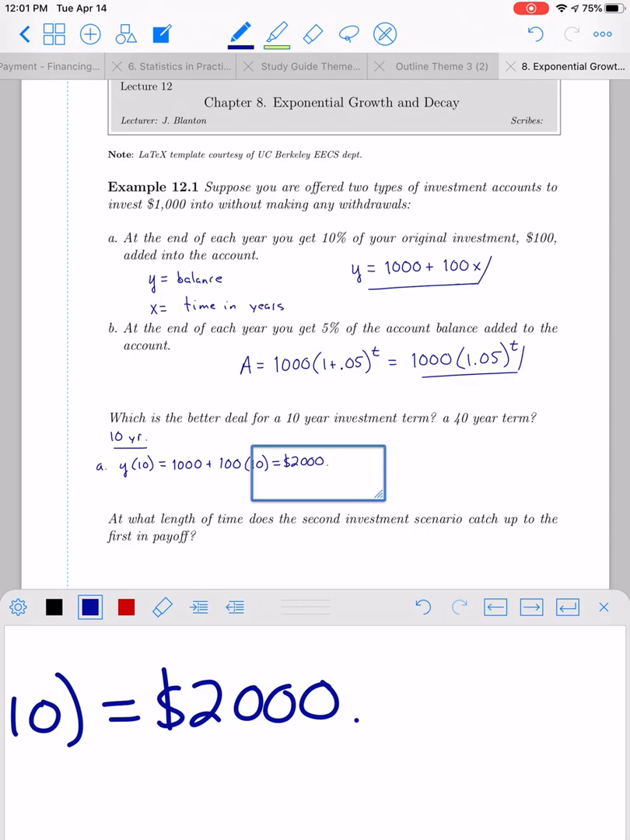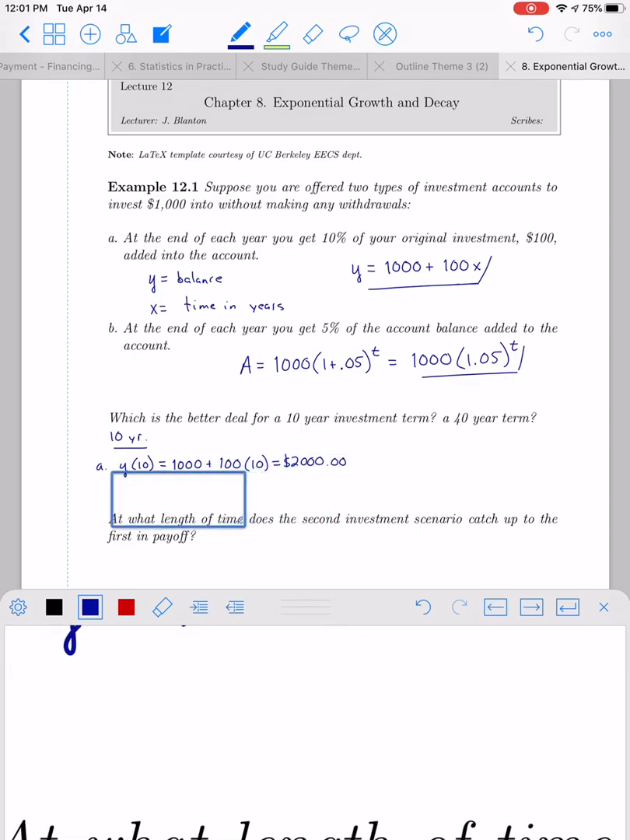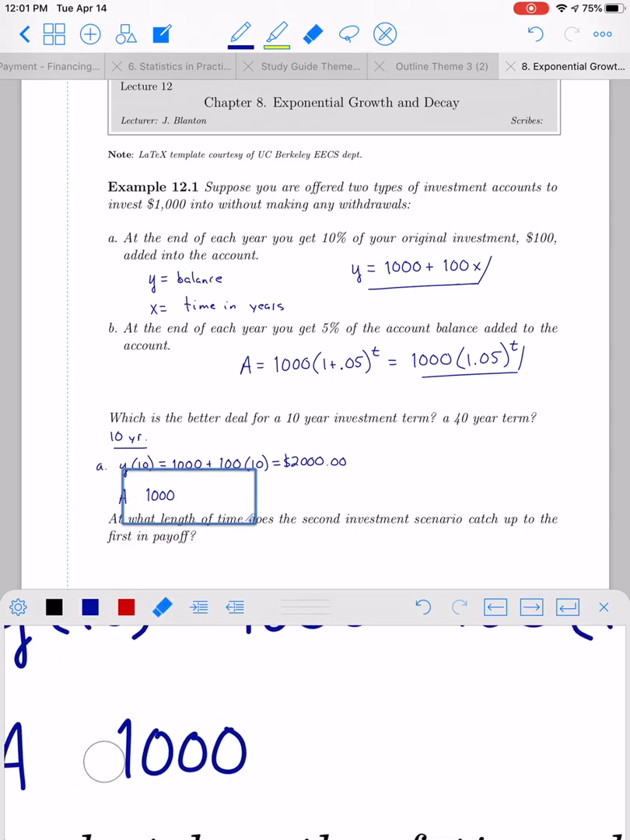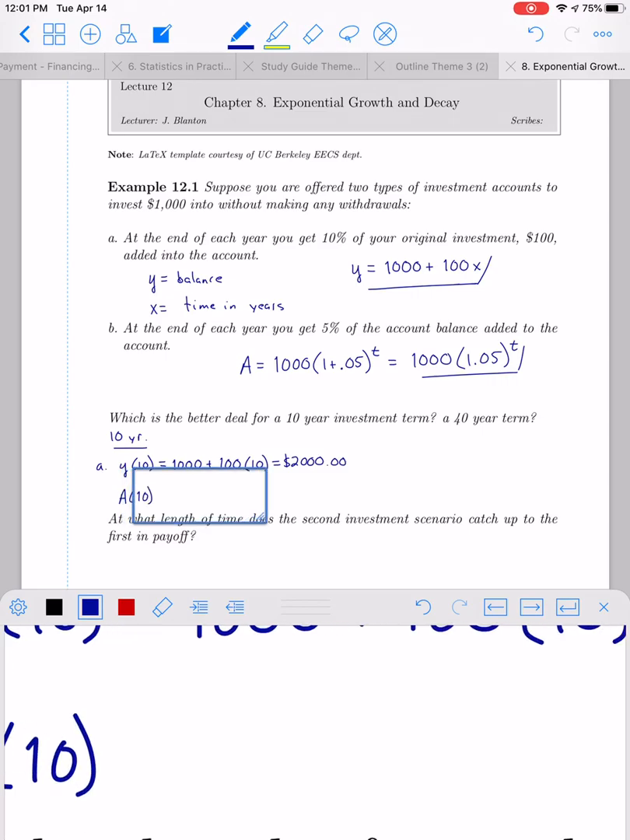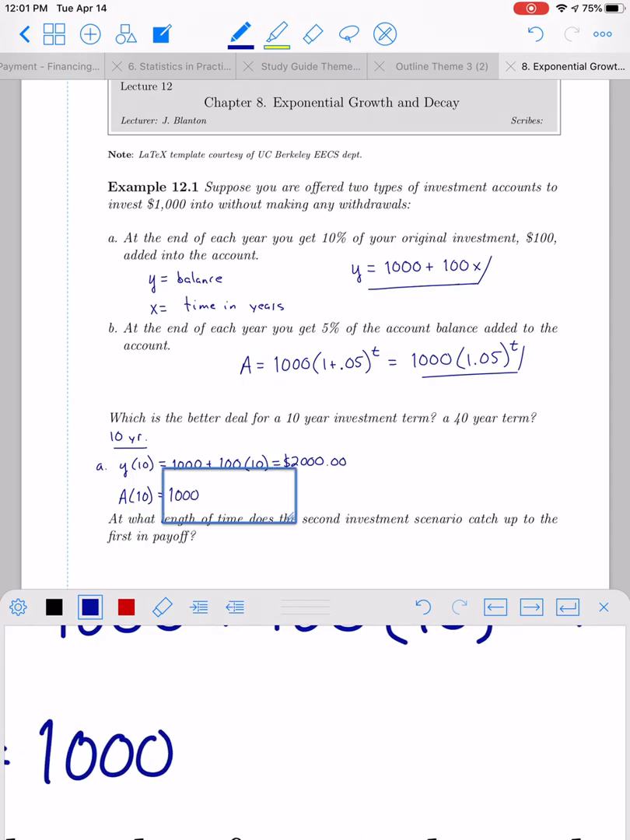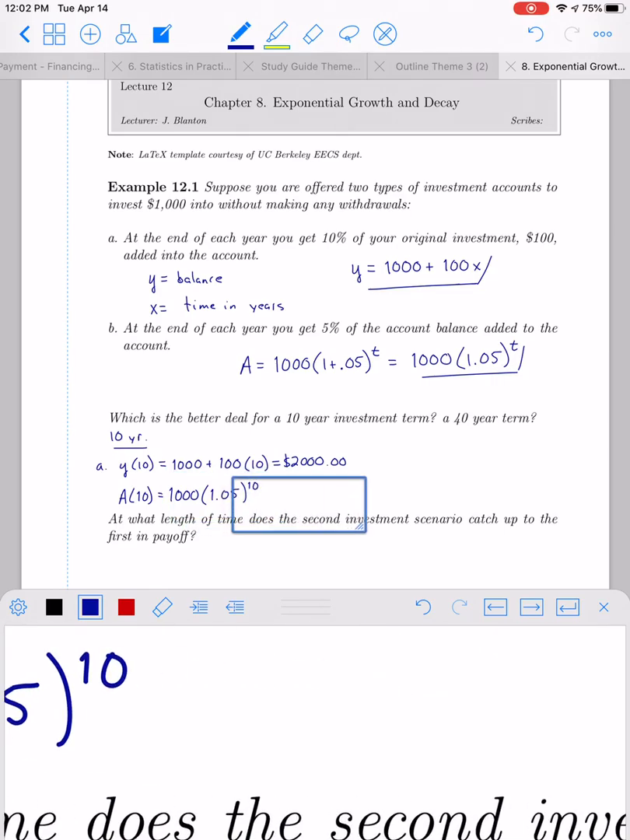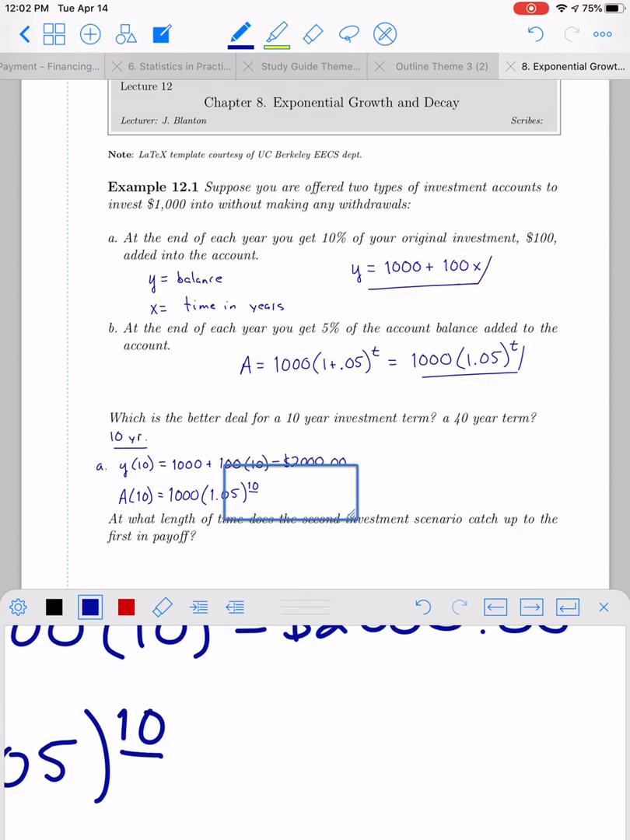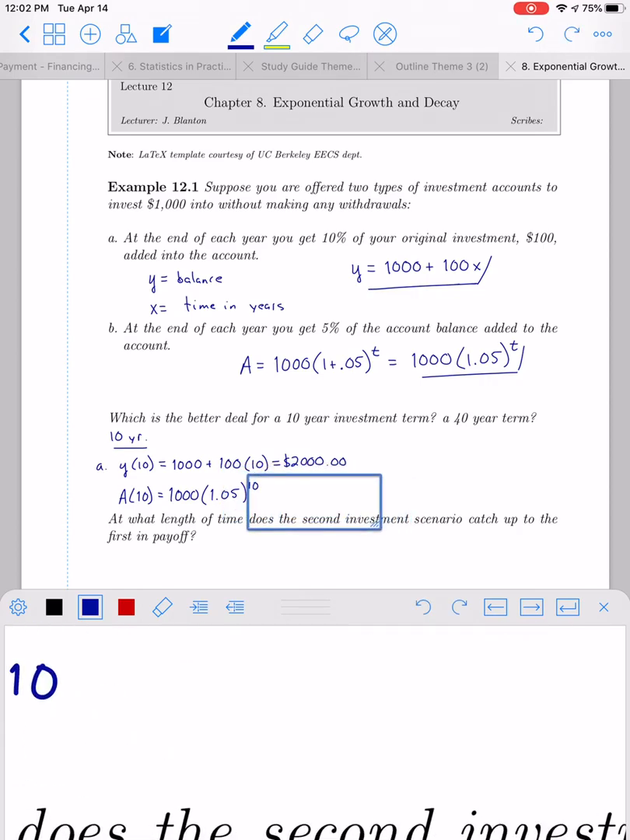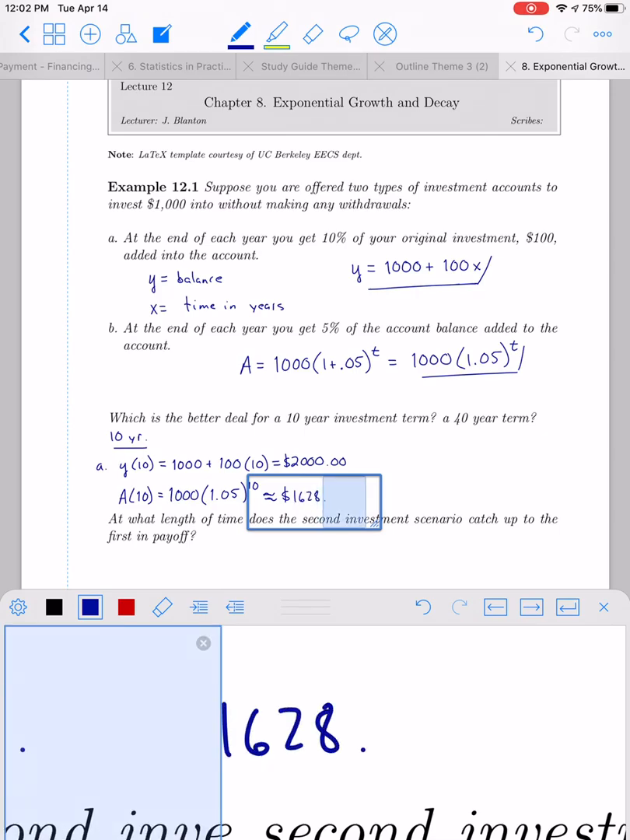Put a dollar sign, take it to the nearest cent, and let's see, for part B, well, B is 1,000, and this is 10 years into the future again. We could use the same notation I just used for the first part. B, 10 years into the future, is 1,000. We just set t equal to 10 times 1.05 to the power of 10. Plugging this into a calculator, being careful that 10 is actually in the exponent, maybe even using parentheses if we're worried, we'll get that this is approximately equal to $1,628.89, rounding to the nearest cent.